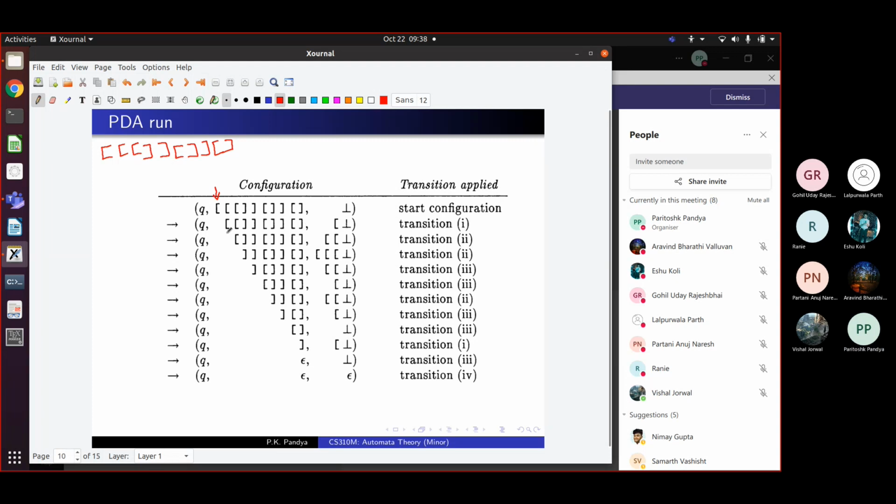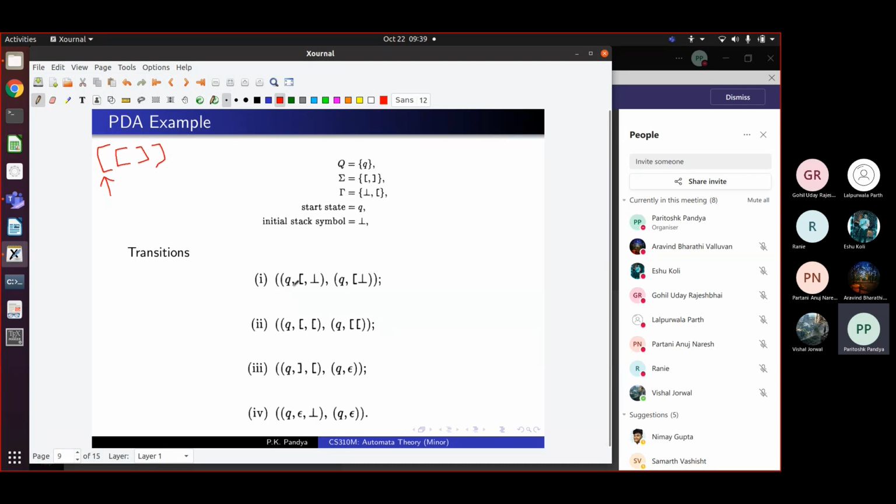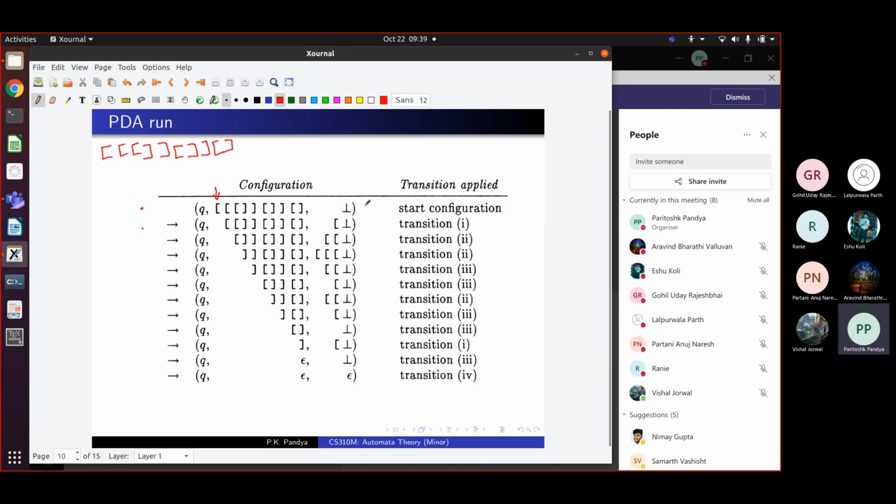Uday, how I move from this configuration to this configuration in one step, is that clear to you? I am using the first rule. Whenever I am in state Q and I see a left bracket symbol in the input word, and on the top of the stack is a bottom, I replace that bottom by left bracket bottom. That is, I push this left bracket onto the top of the stack. This is what has happened. So from this configuration, I got this configuration on the second line. Uday, is this clear? Yes, sir. Okay, very good.